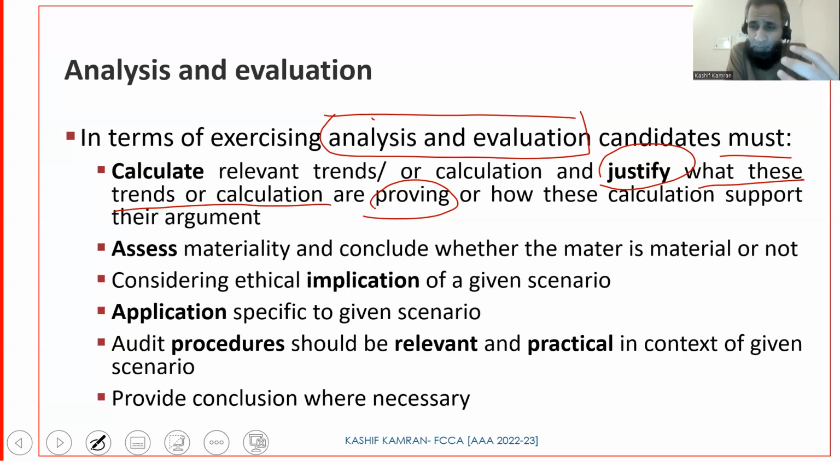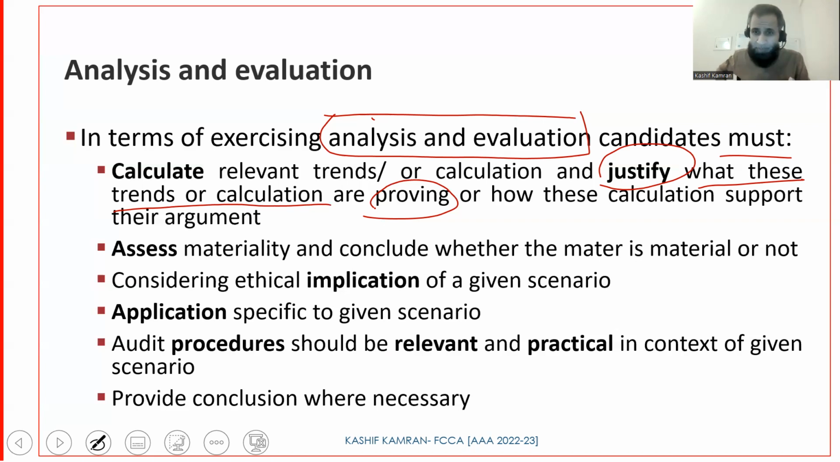What is it proving? If in isolation you calculate a ratio or do a calculation, but you don't justify the context of it, the purpose of it, what it is proving, you're not analyzing, you're not even evaluating.